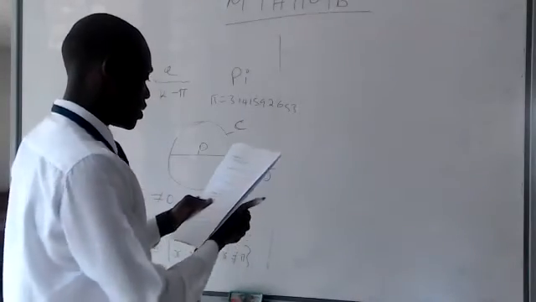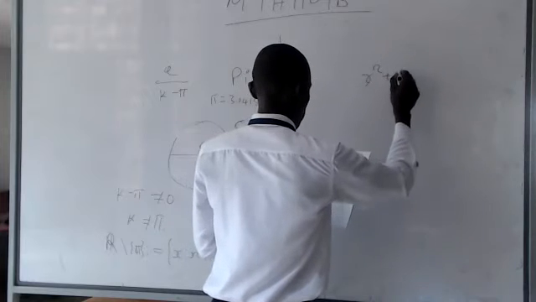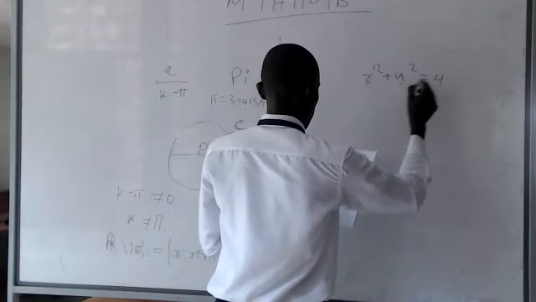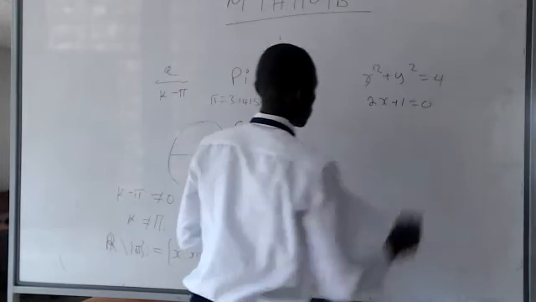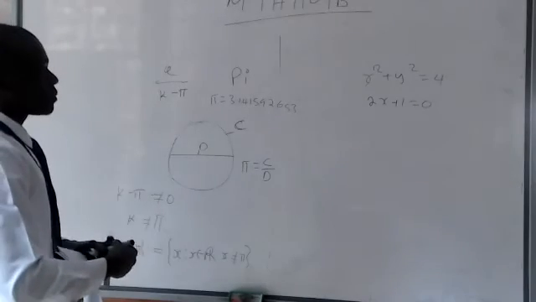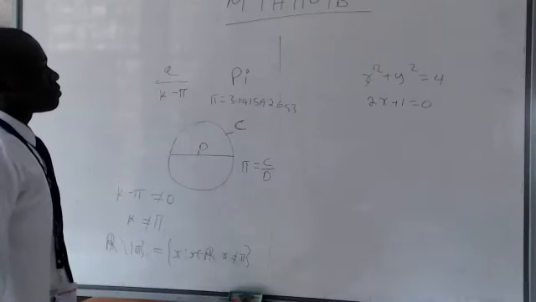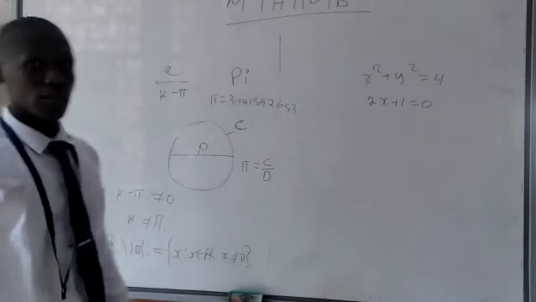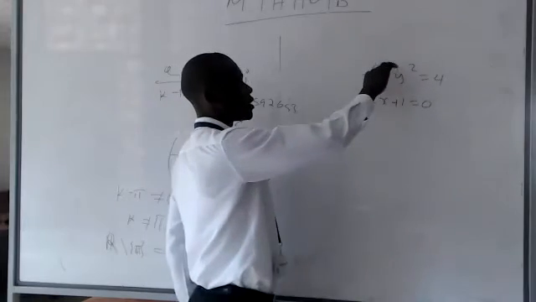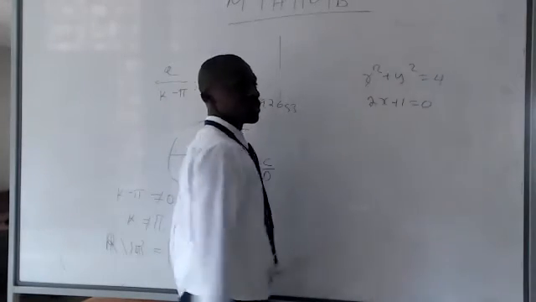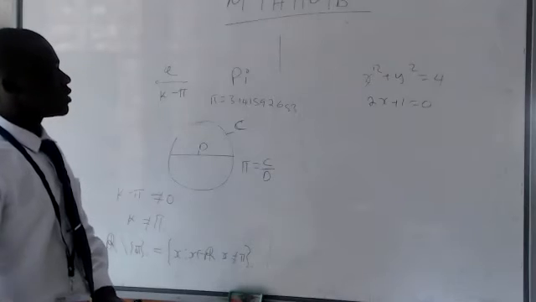Then we have this system. That is x squared plus y squared is 4, and 2x plus 1 is equal to 0. Okay. This is a simultaneous system, which is not linear anymore, because we have quadratics in x and y in the first equation. So this is very easy to solve.